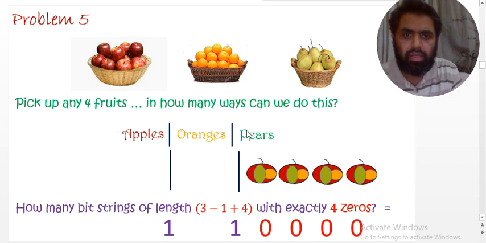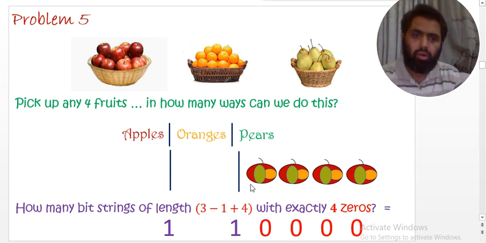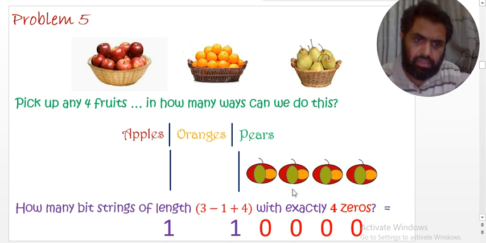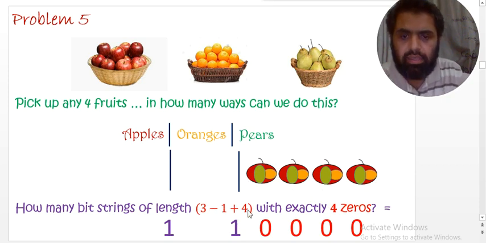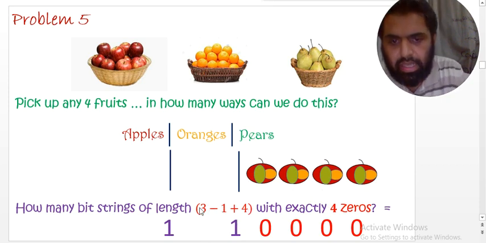So how many dividers do we need? Number of types minus 1. So 3 minus 1, that many dividers, or that many ones I have. And how many objects am I going to choose? These are 4 fruits, or 4 zeros, I am going to have. So 3 minus 1 plus 4.